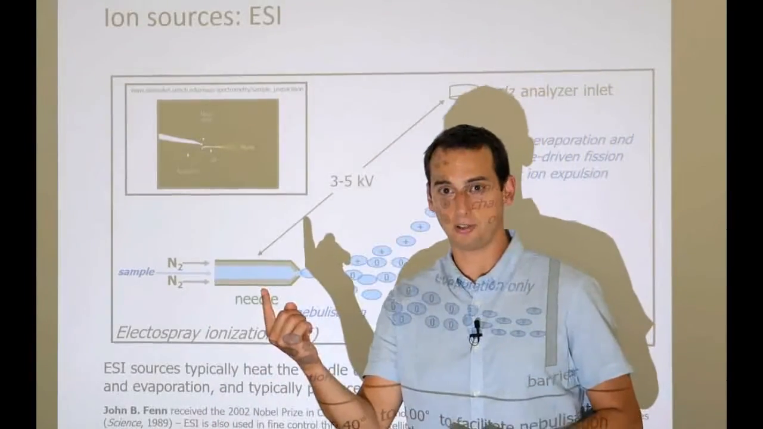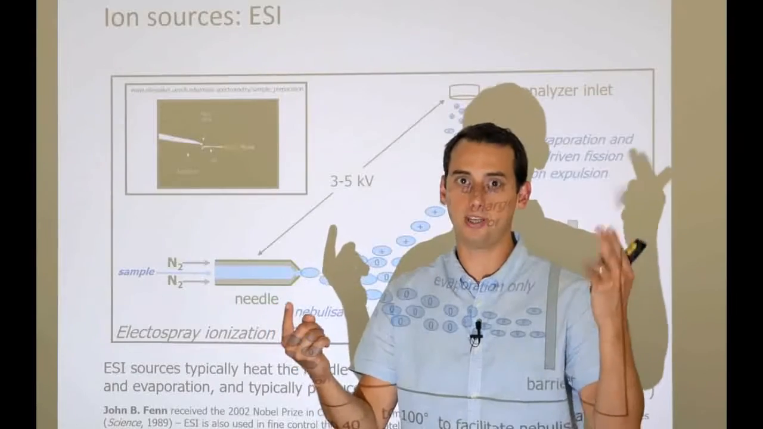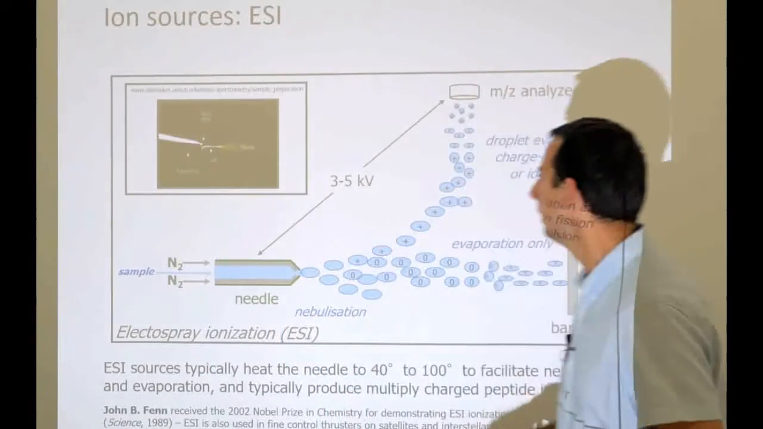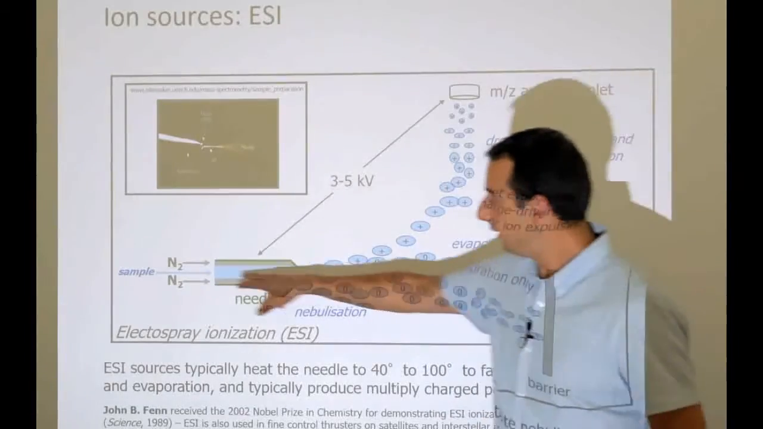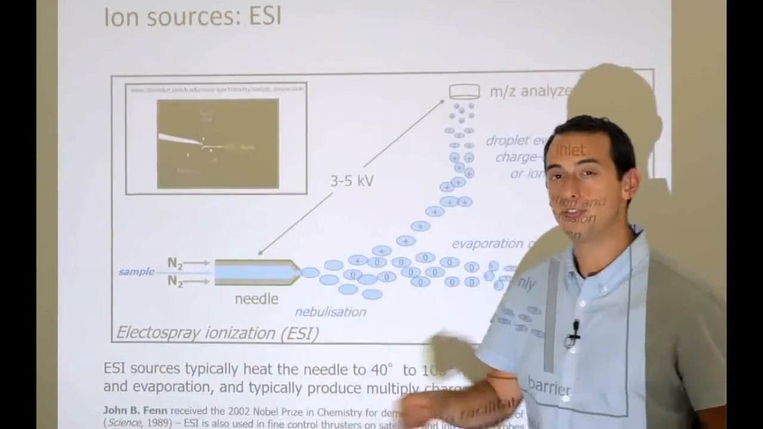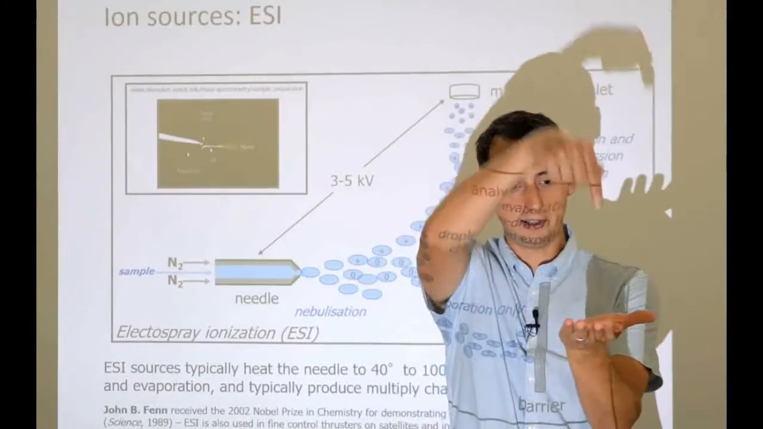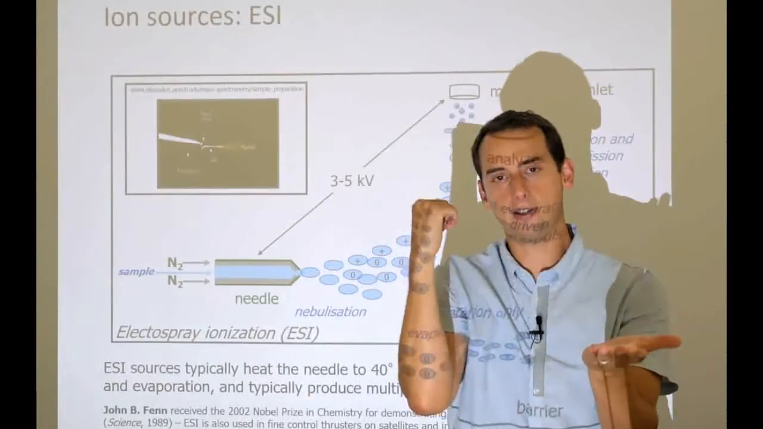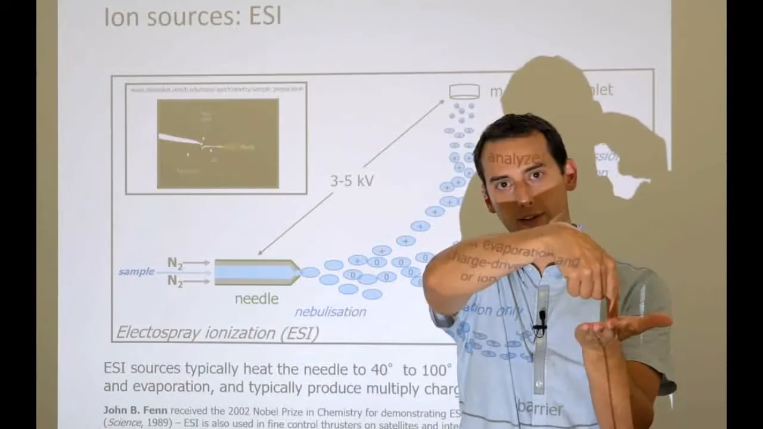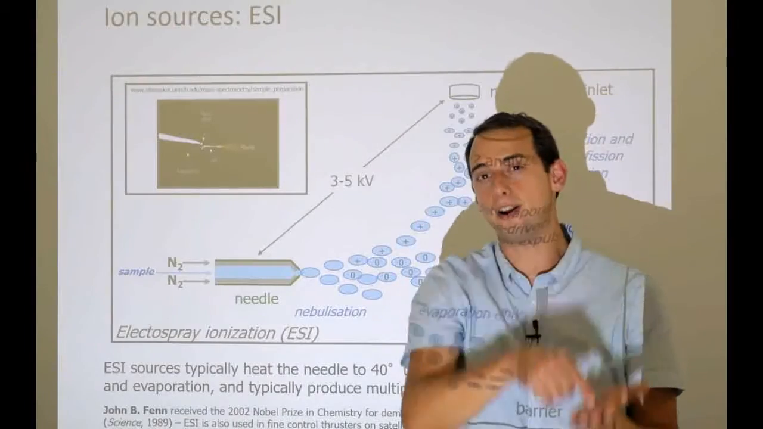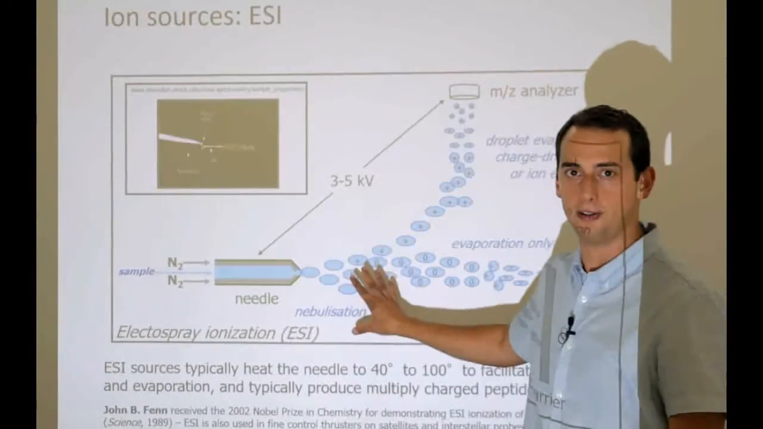MALDI had a single charge. ESI has 2, 3, 4 plus charges. It has many charges on the peptides. This method, as you can see, is a liquid-driven method, so it's very easy to automate. If you have an autosampler that just can stick a needle into a vial and start injecting it into the system, after the vial is depleted, it can move on to the next one, and the next one, and the next one. So it's very easy to automate this and run it 24/7.